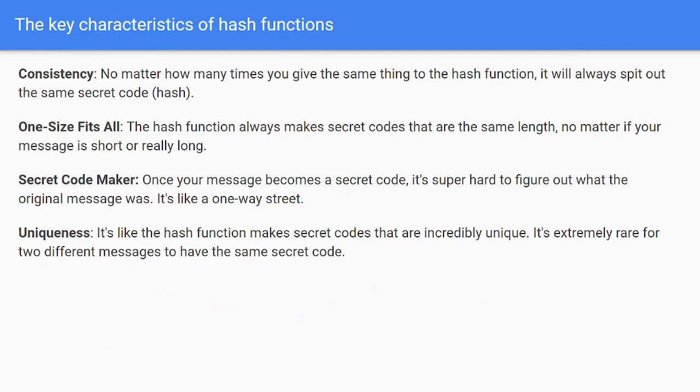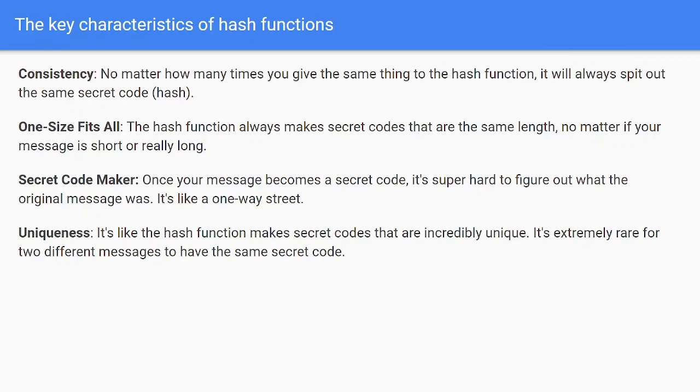Let me just go through the characteristics of hash. So it's consistent. No matter how many times you give the same thing to a hash function, it will spit out the same code or the same hash. So for example, if I put Adele6, it's going to give me the same code. If I put Adele6 again and again, I will still get the same code. That is why they say it is consistent. If I put Adele6 in the morning, it won't change the code if I put the same Adele6 in the evening. It's the same. Anytime I put Adele6, I will always get the same code.